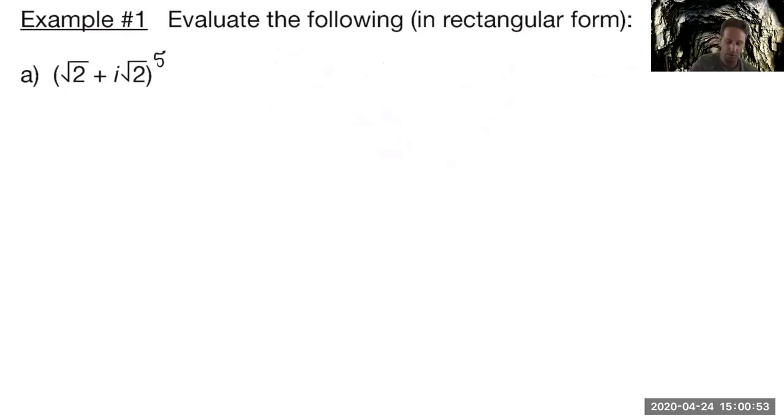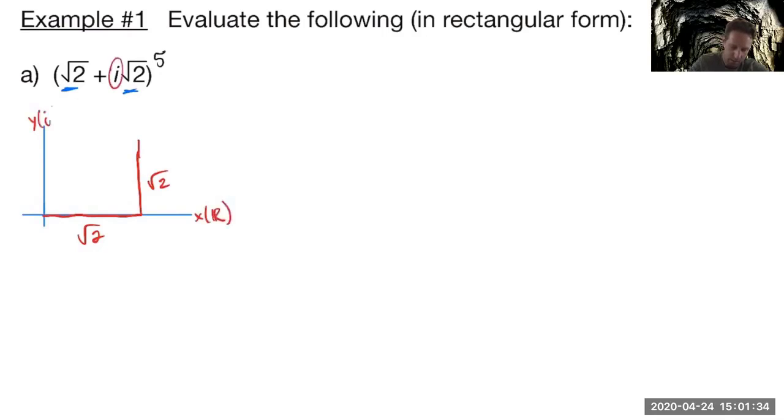So remember, the drawing will definitely help you. And I know that these are both positive, so I know I'm in quadrant 1. And since I'm in quadrant 1, I will march to the right a length of root 2, and then up a length of root 2. And since those are the same, remember this used to be my x and y, now it represents my real number, which was root 2, and my imaginary number, which is also root 2.